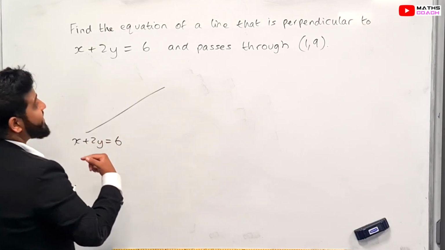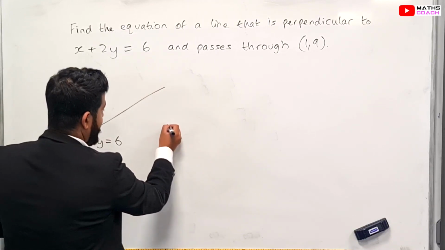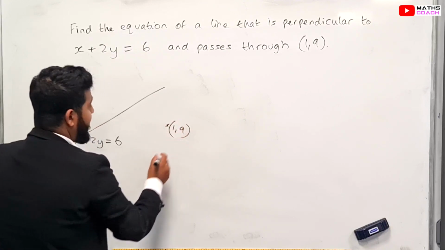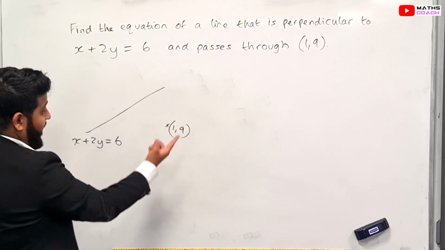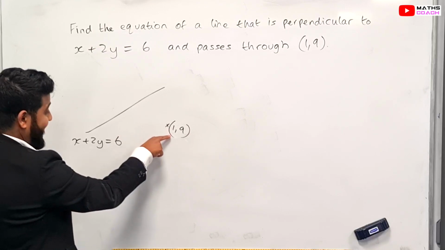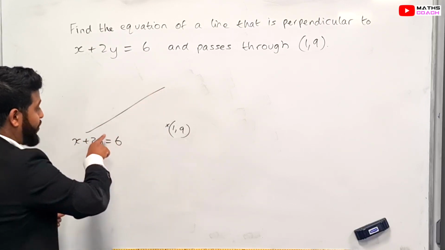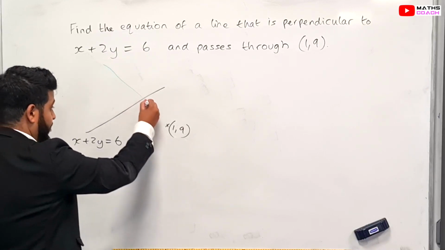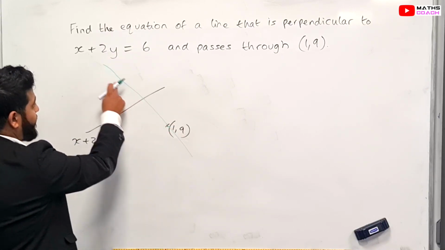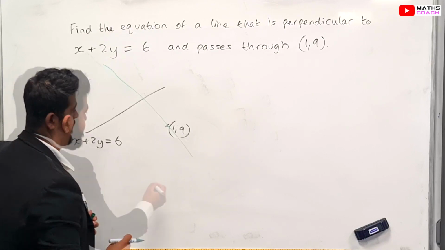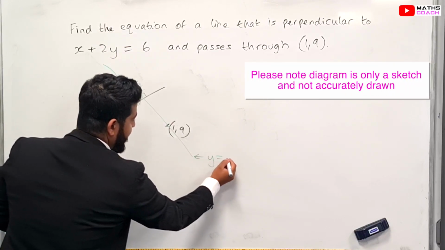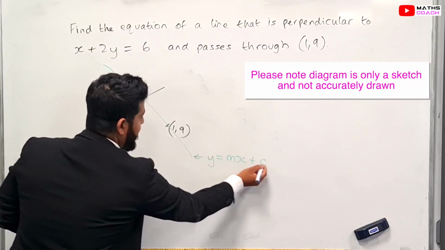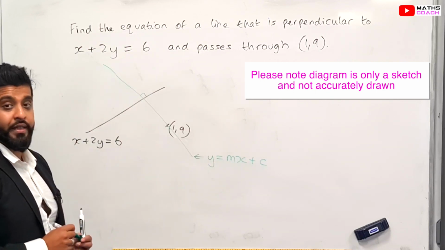And there is a point. Let's say the point is right here, (1, 9). And this other line is going through this point and is perpendicular to this line. So this equation that it wants me to find is of this line. Sorry, it's not very straight. Do forgive me for that. So I want to find the y equals mx plus c of this line right there.